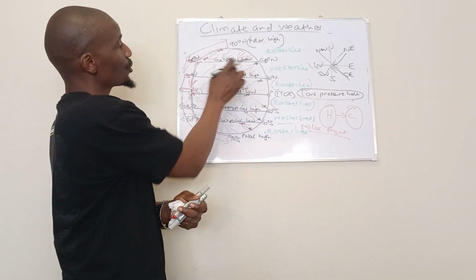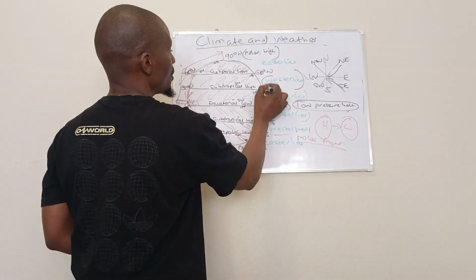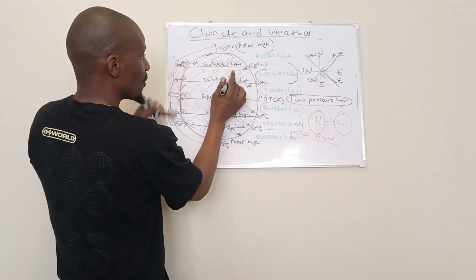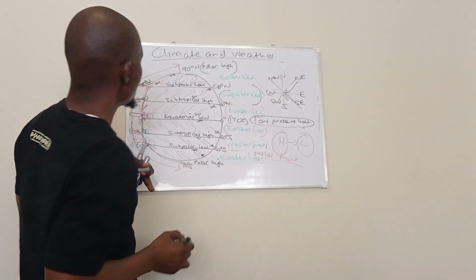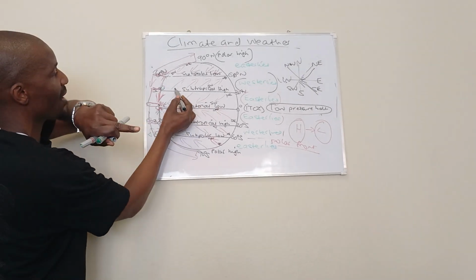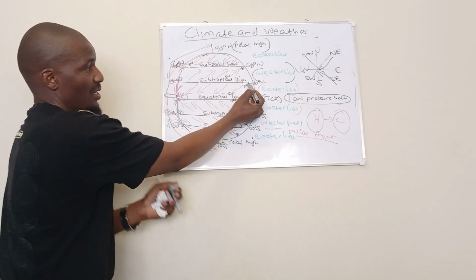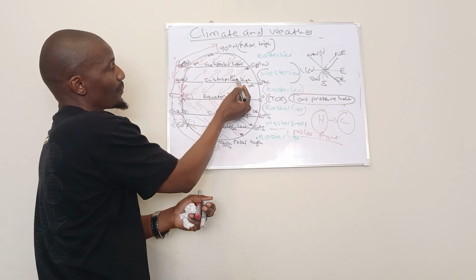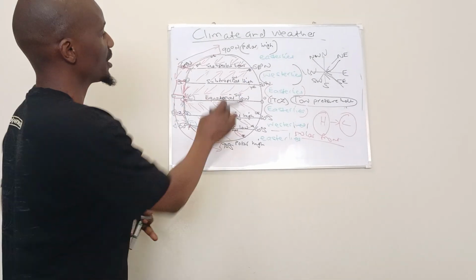When it comes to your westerlies, obviously you find them between 30 degrees north and south. Where do they blow from? From southwest, blowing from southwest to northeast. You can see in the subtropical high, they are blowing from this high pressure belt, that is your subtropical high, towards the subpolar low, which is a low pressure belt. So they are blowing from southwest to northeast. Same applies in the northern hemisphere.